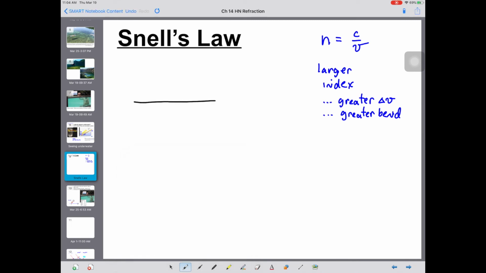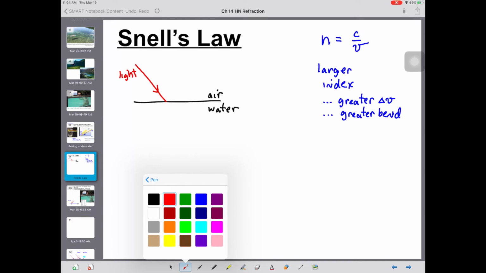So if I draw a boundary, here's my boundary between air and, let's say, water. And if I draw a ray of light going from air down into water, I'm going to change to a different color. There's a ray of light coming down from air incident on the water.